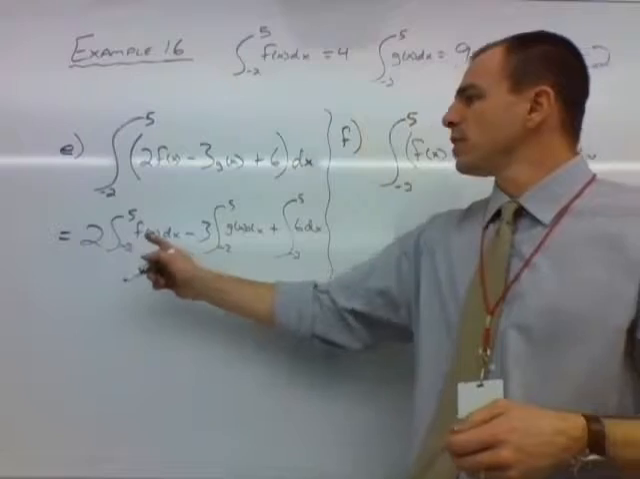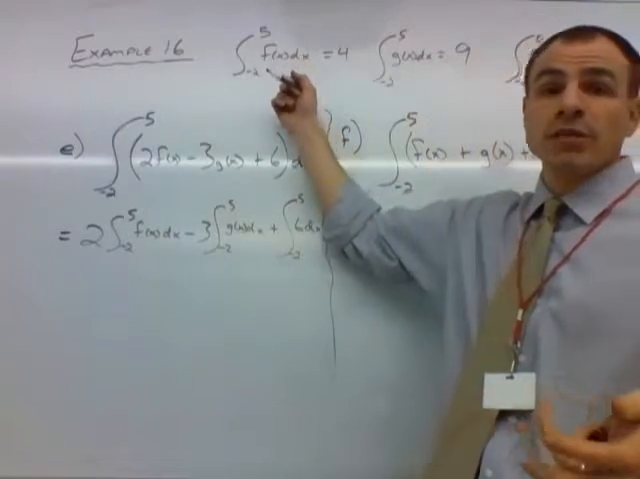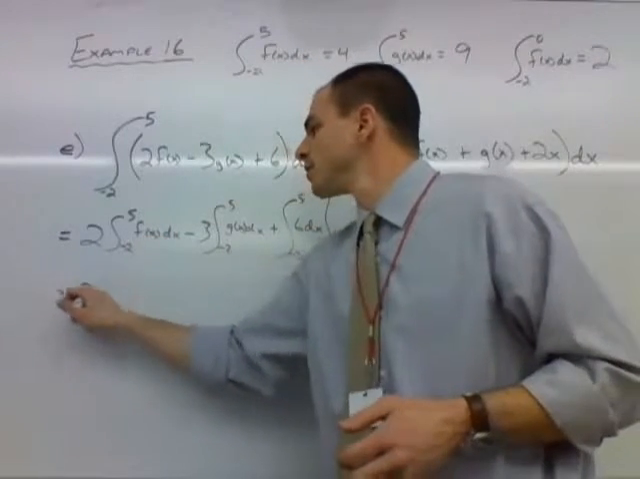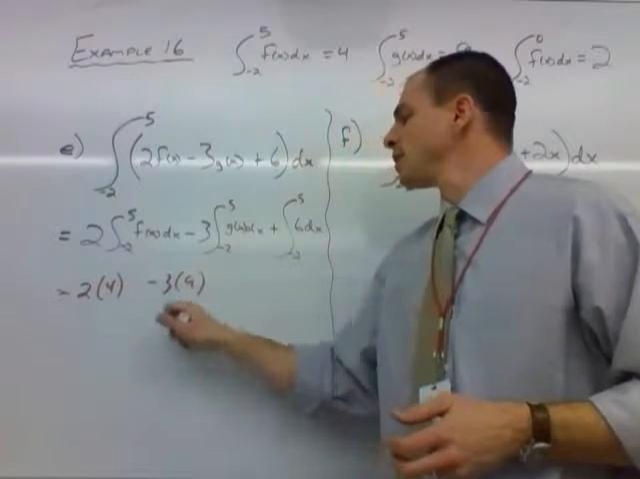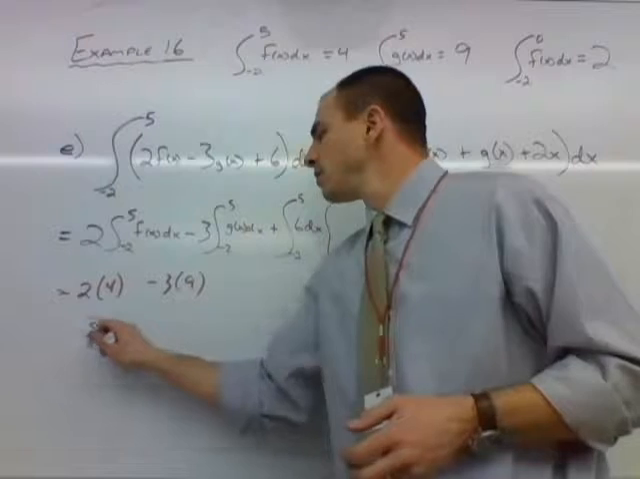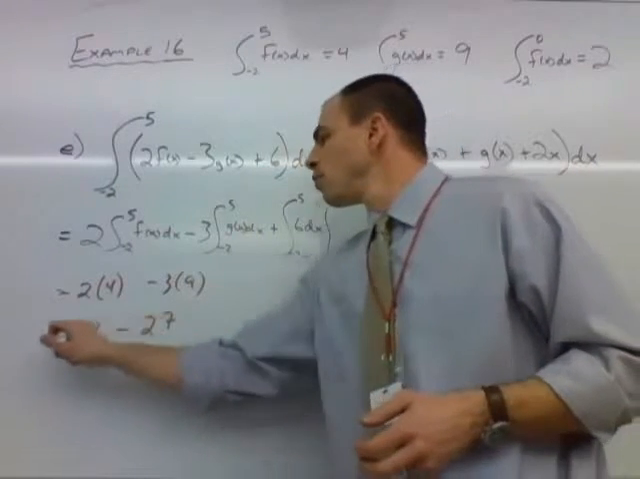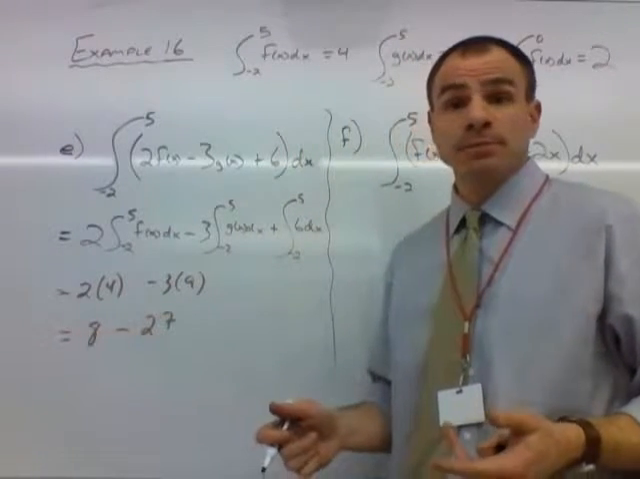And then we can quickly see that this integral, once again, is going to be 4. So we have 2 times 4. And then minus 3 times 9. So we have 8 minus 27, which we know is negative 19.